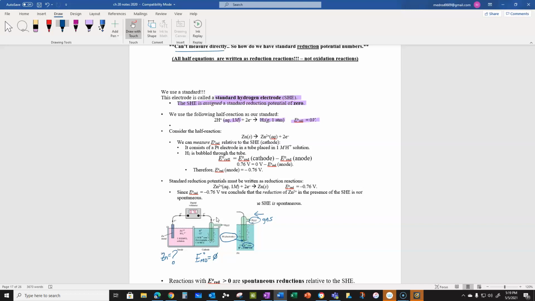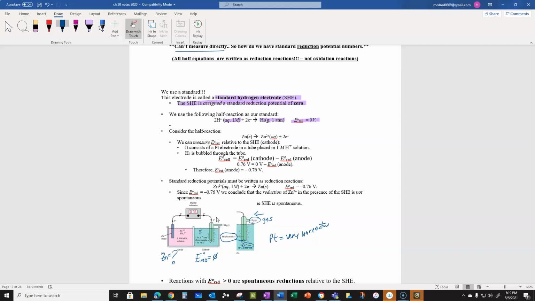And why platinum? Well, remember back in the day we did a thing called the activity series. Platinum is very unreactive. I mean, they could have used gold or silver if they wanted to. It's very, very unreactive. We didn't want the platinum to mess up the experiment. We wanted the hydrogen to be the star of the show. So we call it the SHE, the standard hydrogen electrode.